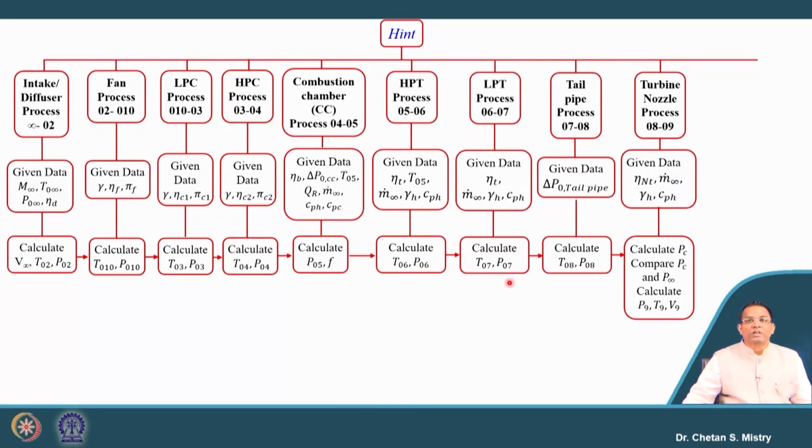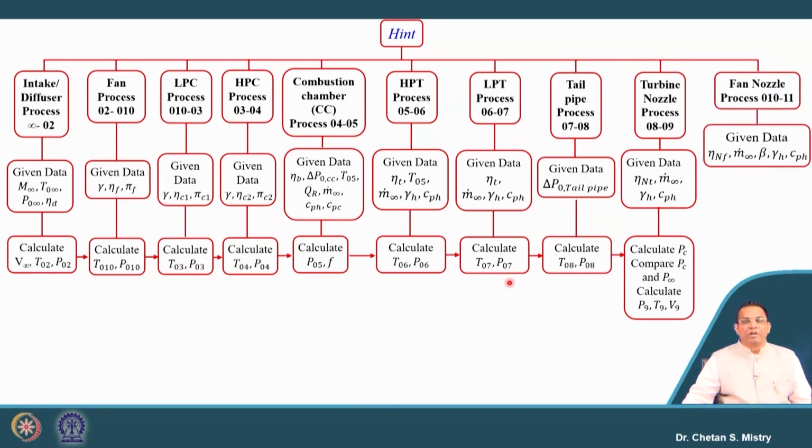Once we know what our static temperature is, we can calculate the exit velocity from the turbine nozzle. Similarly, we have a second nozzle, the fan nozzle. For the fan nozzle also we will do our calculation for the critical pressure, and by comparing we will try to identify the exit pressure and exit temperature. That will give us the value for the exit velocity from the fan nozzle.